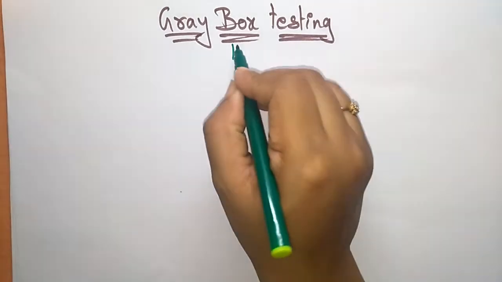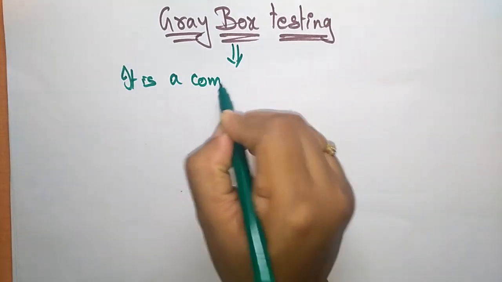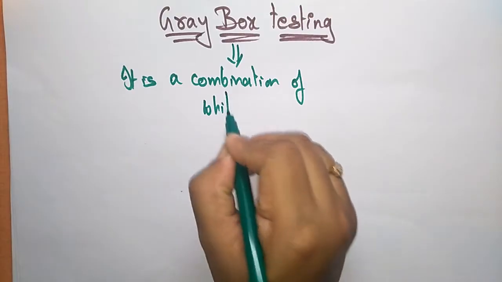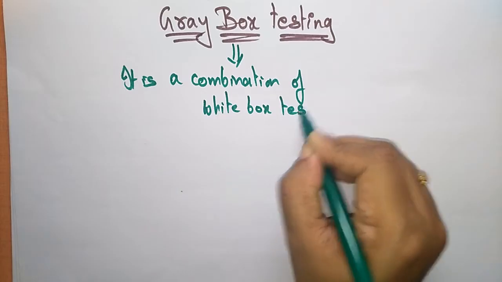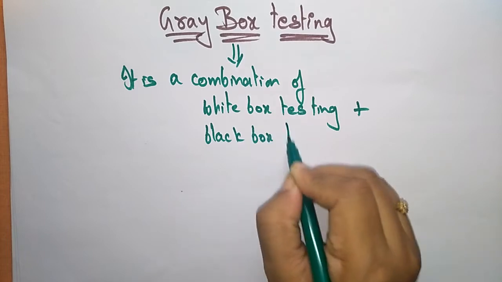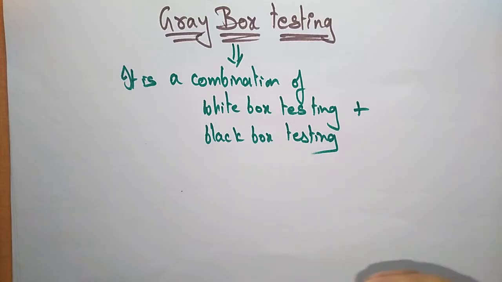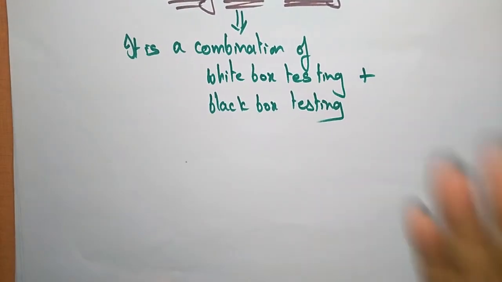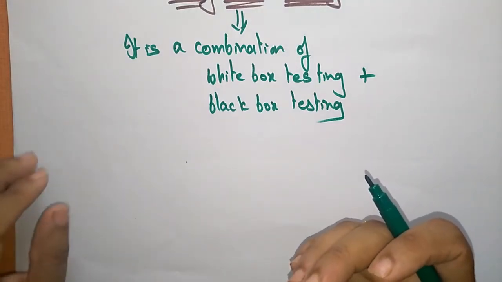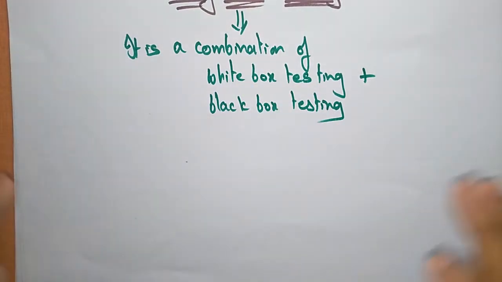Gray box testing is nothing but a combination of white box testing and black box testing. So gray box testing is just a combination of white box testing and black box testing. So what combination? Advantages of white box and black box testing, or disadvantages of white box and black box testing?